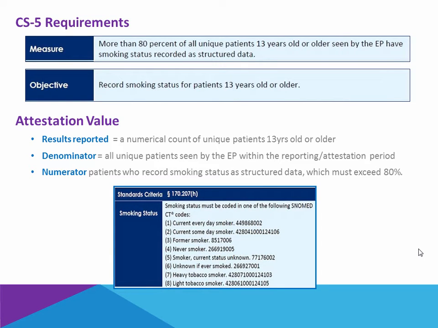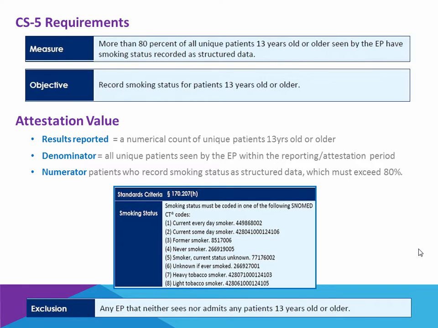You are not able to simply answer yes or no, as in previous versions with the early adopters of Meaningful Use 2011. Some were able to just say yes or no. Certification now requires that the actual value be specific as to whether they are current, former, heavy, light, and so on. And that is what the SNOMED code will tell.